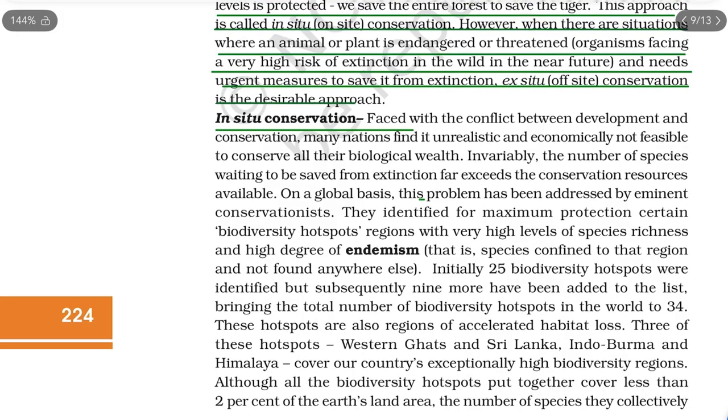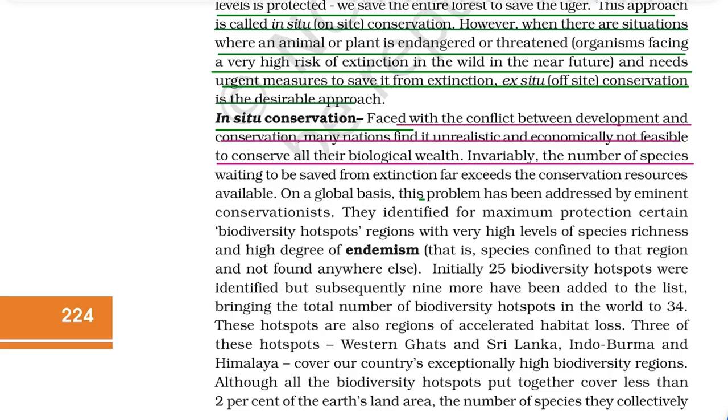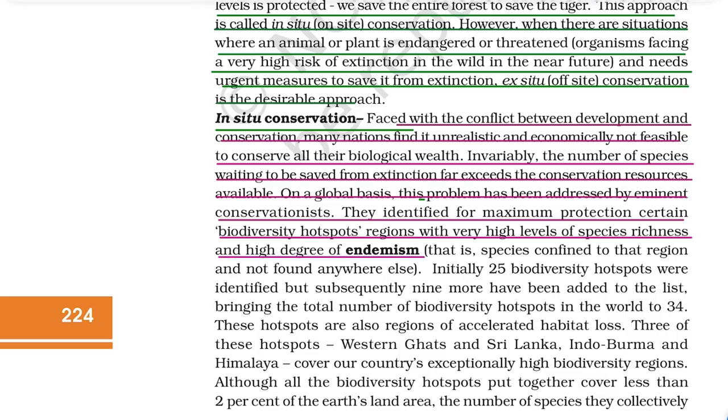In in situ conservation, faced with the conflict between development and conservation, many nations find it unrealistic and economically not feasible to conserve all their biological wealth. Invariably, the number of species waiting to be saved from extinction far exceeds the conservation resources available. On a global basis, this problem has been addressed by eminent conservationists. They identified for maximum protection certain biodiversity hotspots, regions with a very high level of species richness and a high degree of endemism, that is, species confined to that region and not found anywhere else.